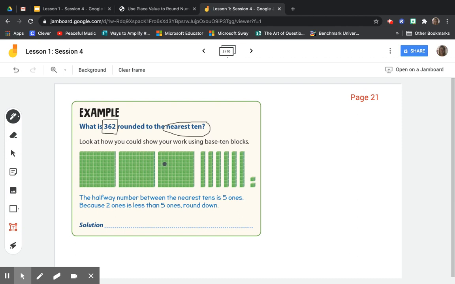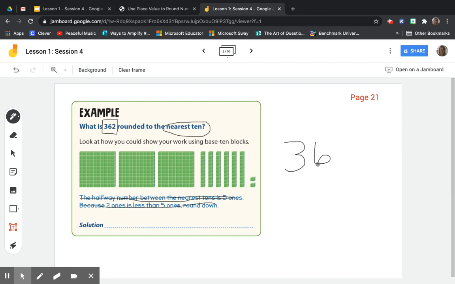I have 1, 2, 3 hundreds, 1, 2, 3, 4, 5, 6 tens, which I know is 60, and I have 2 ones. So the halfway number between the nearest tens is 5 ones, because 2 ones is less than 5 ones, round down. Now, that's very confusing for me. This, to me, makes no sense. So if you understand that, you're a genius. But I don't understand that. So I'm going to look at how we've been practicing.